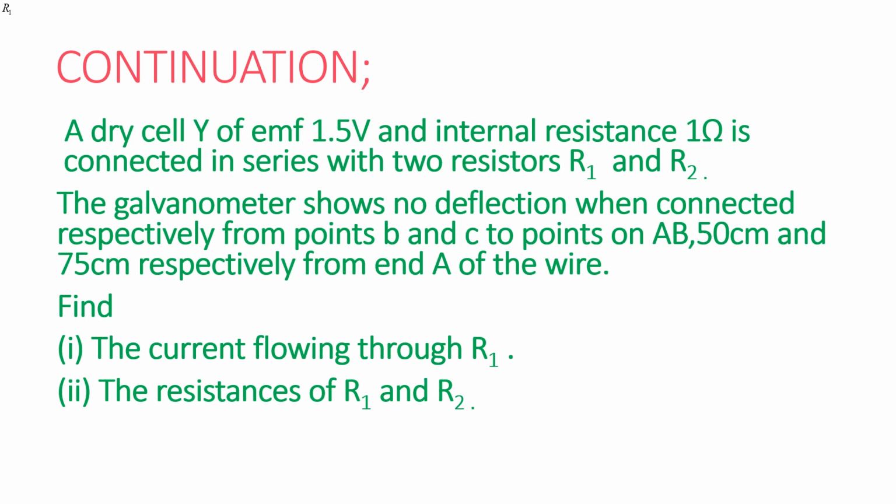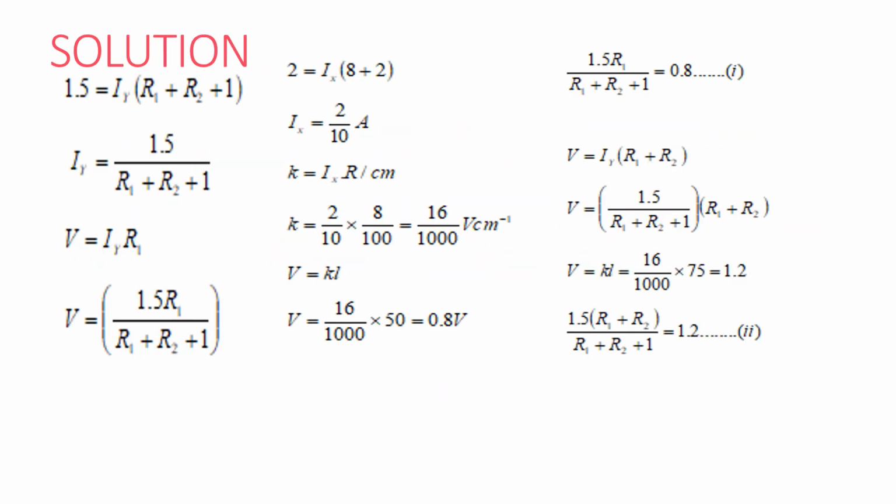The galvanometer shows no deflection when connected respectively from points B and C to points on AB 50 centimeters and 75 centimeters respectively from end A of the wire. Find the current flowing through R1, and the resistance of R1 and R2.